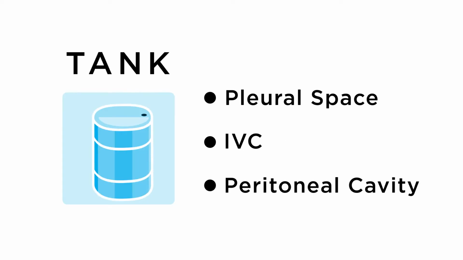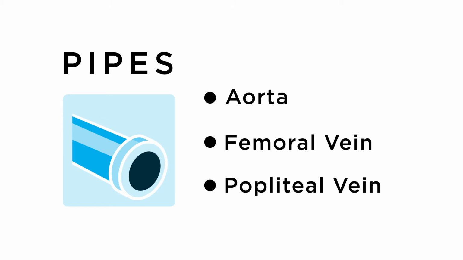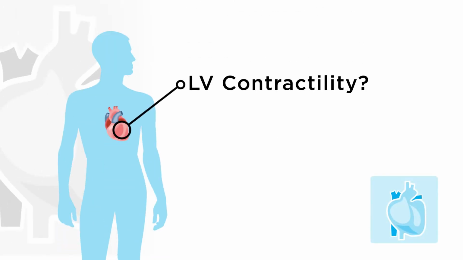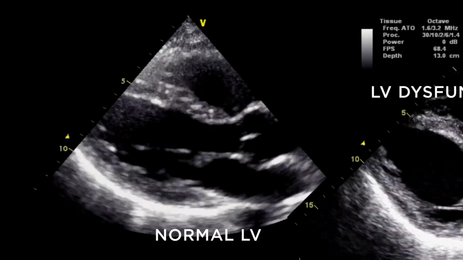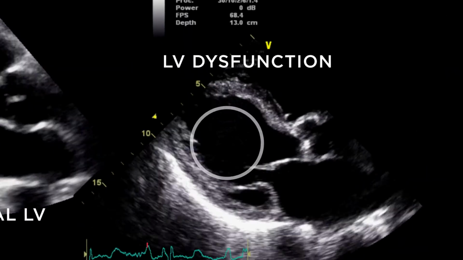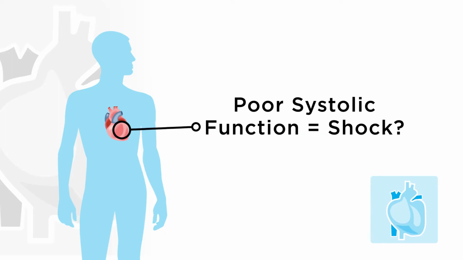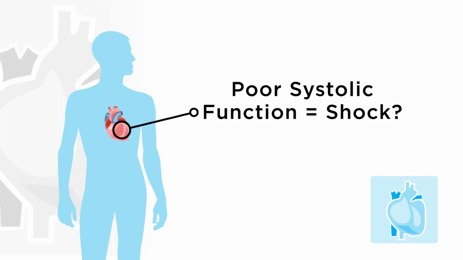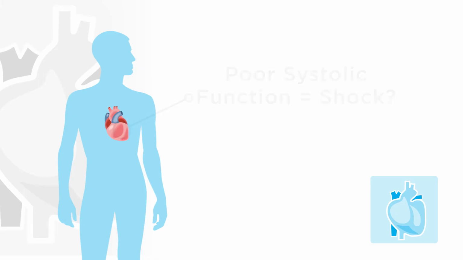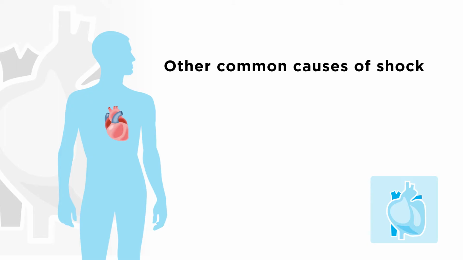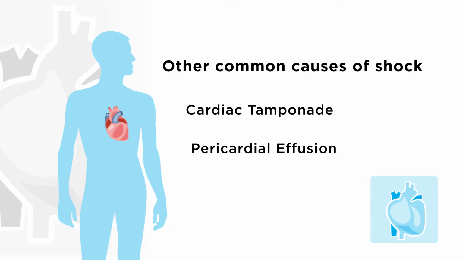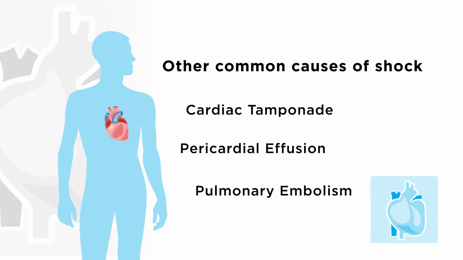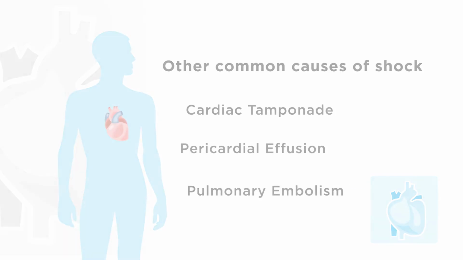tank, and pipes. It is important to assess the left ventricular contractility to determine the amount of fluid the patient's heart can tolerate during resuscitation. Additionally, poor left ventricular systolic function could very well be the cause of shock. The heart should be evaluated for other common causes of shock, such as cardiac tamponade, pericardial effusion, or pulmonary embolism that may make the pump work inefficiently.